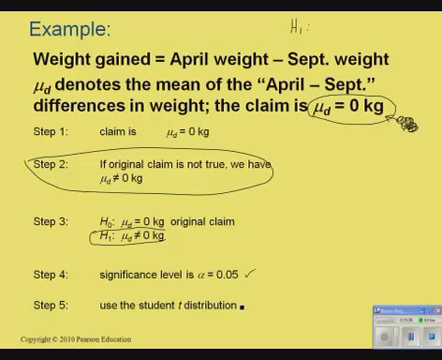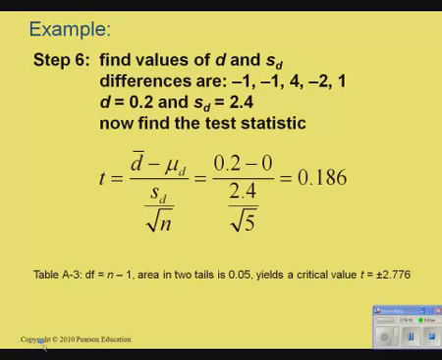We have alpha as 0.05. We're going to use student t distribution. We're happy. Let's see. Hey, there's my d bar. I was right.